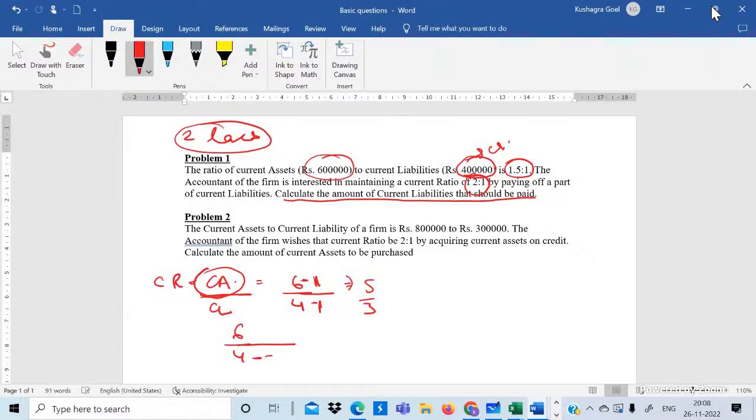Then I'll pay off 2 lakhs to my supplier, and my cash balance will also go down by 2 lakhs. So the numerator now becomes 4 lakhs. The denominator is 2 lakhs. I will get a ratio of 2. Any doubt with the first question? Anyone? So it's not 1 lakh, but 2 lakhs. Any doubt with this? It's a pretty straightforward question. If you just look at it properly, you'll be able to do it.